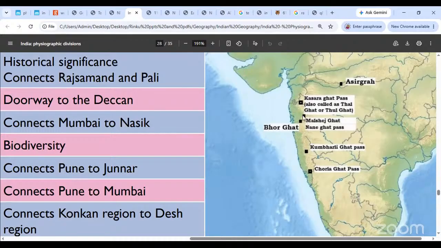Okay, this is Malshej Ghat. Western Ghats are very famous for their biodiversity, right? UNESCO approved site. So we are saying that Malshej Ghat is very famous for that biodiversity. And you also go there in the rains to enjoy. It's a tourist spot, right?